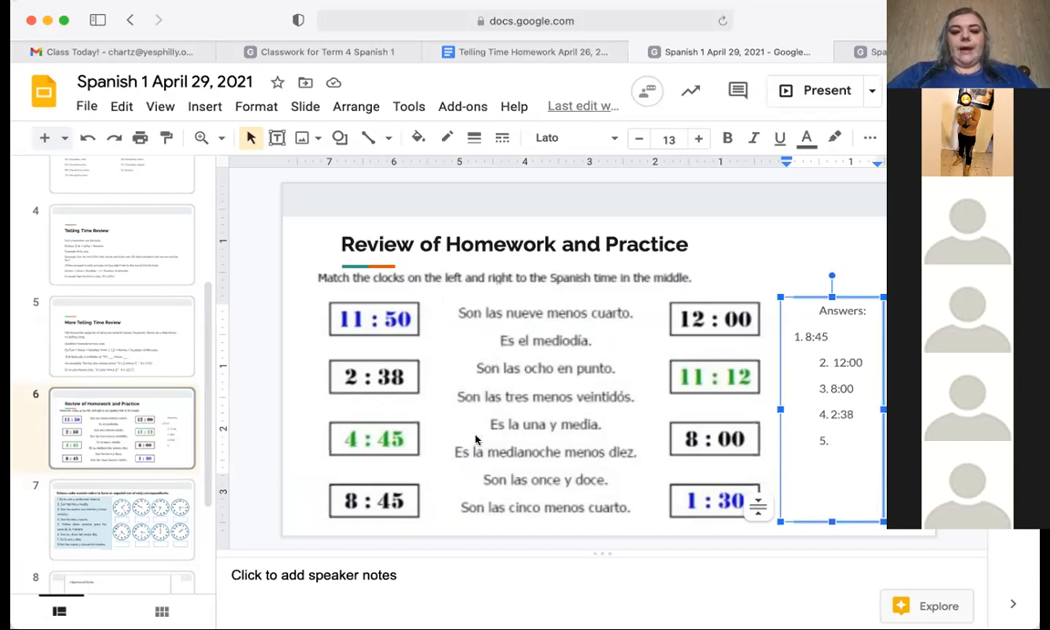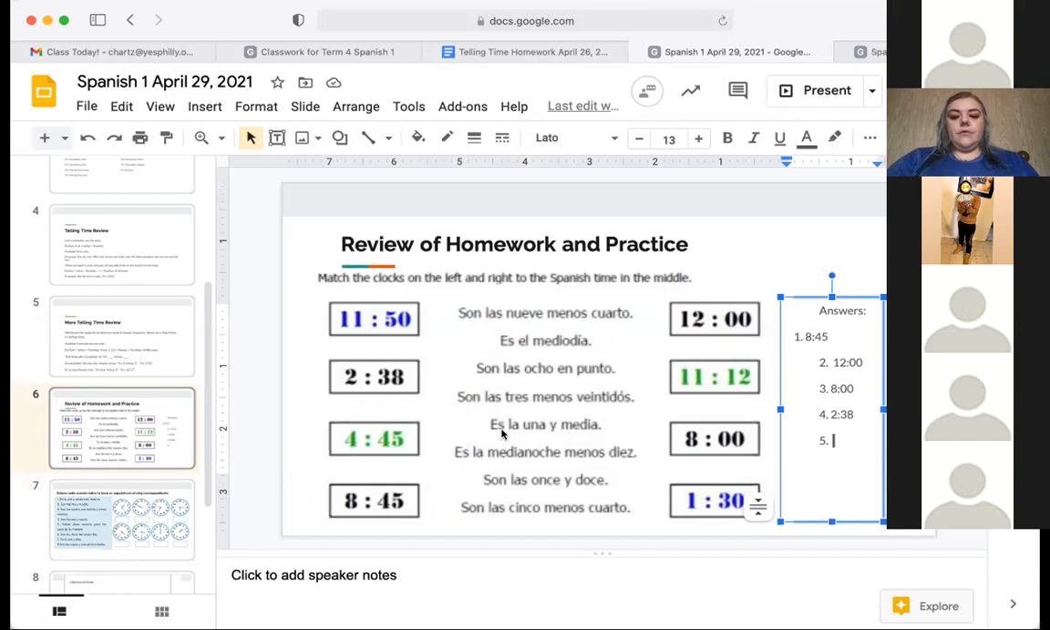So, let's go back to our exercise here. We're on the fifth one, so this one right here. We have es la una y media, and that means it's 1:30. So which one would that one be? Say it again. Es la una y media. That's 1:30. Yep. Anybody else who has any questions or anything, let me know. Everyone else is invited to participate.